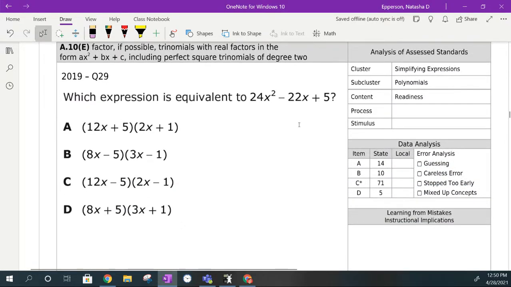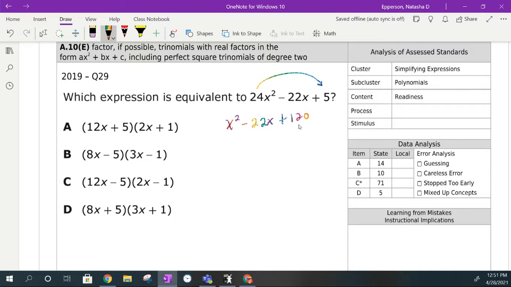Number 29, we have to do it a little bit different. If we notice our A term, this is not a basic trinomial. We're going to use a method that I call a slip and slide. So I'm going to take the 24 and I'm going to multiply it by 5, and I'm going to rewrite my trinomial. This becomes x squared minus 22x, and then 24 times 5 gives me plus 120.